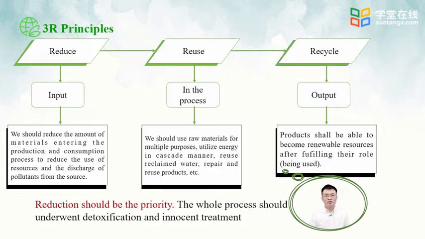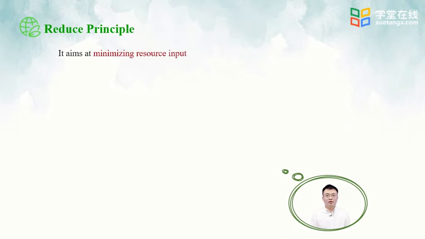The most important principle in 3R principles is reduce. Reduce shall be our priority. By reducing input, we can avoid the production and recycling of wastes during production and at output. Next, we will delve into reduce principle and discover its considerations.